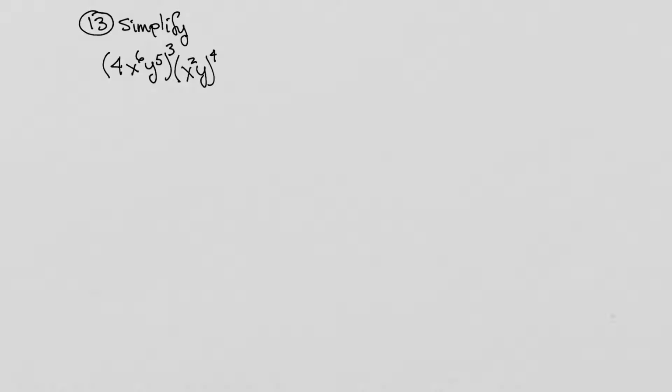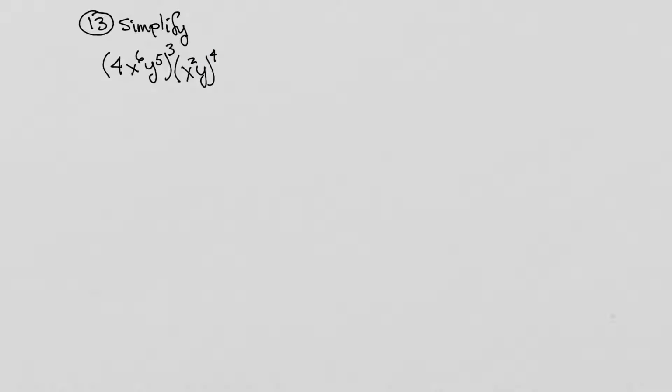In problem 13, what we want to do is simplify this expression. Notice what we have here. All in all it is a multiplication, but here we have a product raised to a power, and here we have a product raised to a power. So because inside here is all multiplication, we can distribute that exponent of 3 here, here, and here. Same thing with this 4. I can distribute it here and here.